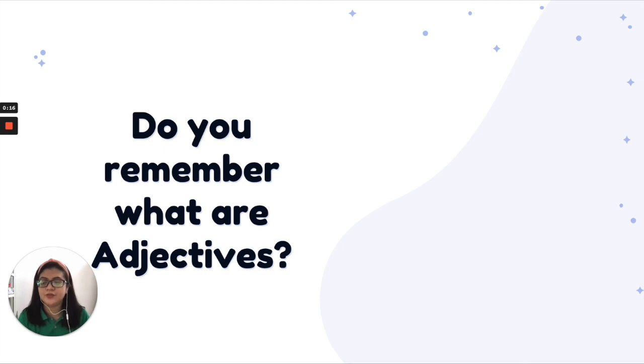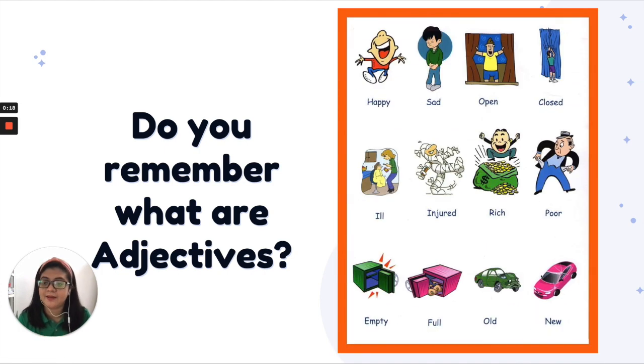So I'll give you some adjectives to remember what they are. These are some examples of adjectives. We have the words happy, sad, open, closed, ill, injured, rich, poor, empty, full, old, and new. These are all describing words.